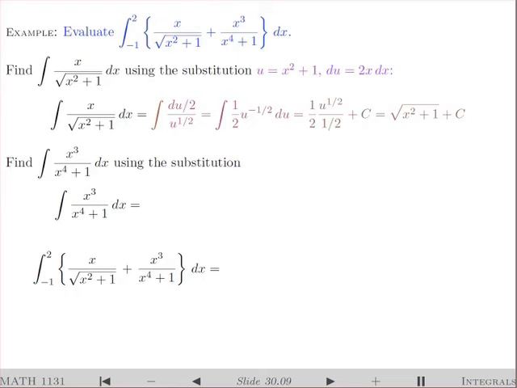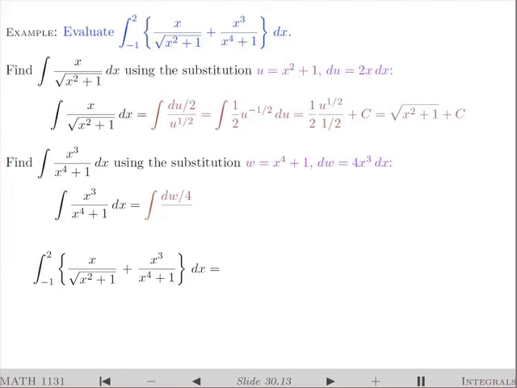To find an antiderivative for the second term, x cubed over x to the power 4 plus 1, I am going to set the new variable to be x to the power 4 plus 1. To avoid confusion with the previous substitution, I will call this substitution w. So let's set w equals x to the power 4 plus 1. dw is 4x cubed dx. I have x cubed dx in the integral, so this will work. x cubed dx is dw over 4.